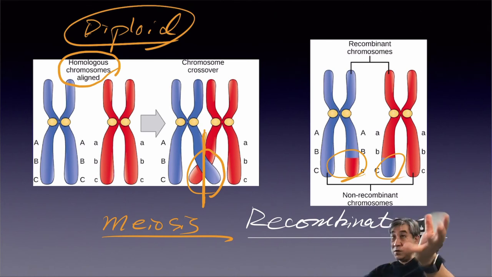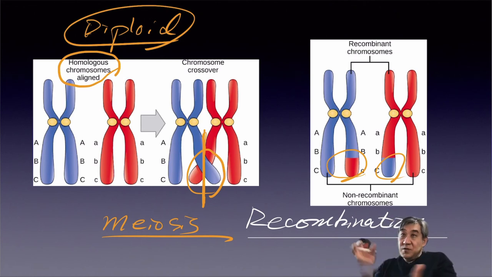So recombination results in some kind of shuffling of your genes. That's why it is called recombination. And so it can contribute to increasing the genetic diversity of the next generation, the offspring, in the form of these gametes. So that's why this practice of recombination still exists and survives.